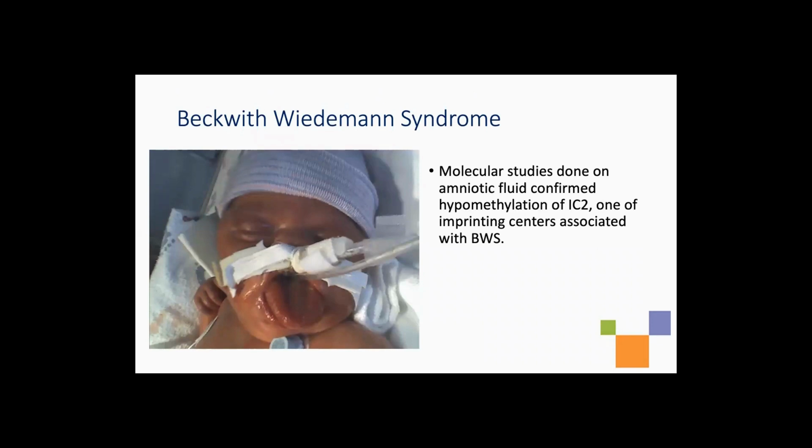So this patient went on to have molecular studies done on the amniotic fluid. We were very suspicious and confirmed hypomethylation of imprinting center 2, IC2, which is one of the imprinting centers that are associated with Beckwith syndrome. And we confirmed that diagnosis, although this baby had very, very striking features after birth, and that diagnosis could certainly be made clinically.